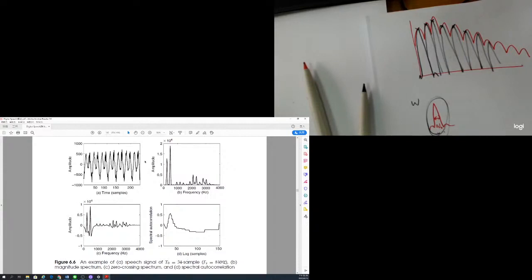Another one is the time domain autocorrelation. The other one, B, is a magnitude spectrum. Maybe they are normalized to make the harmonics bigger. Another one is the zero crossing spectrum. So you can see the zero crossing spectrum and the spectrum correlation. In the spectrum correlation, we can find the peak point here.